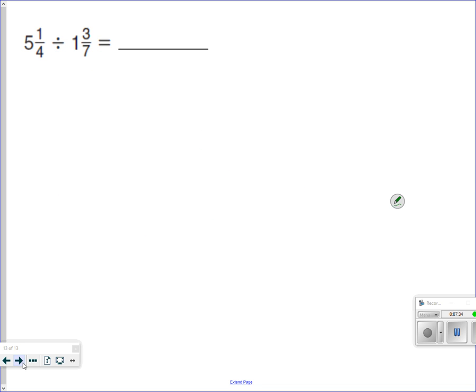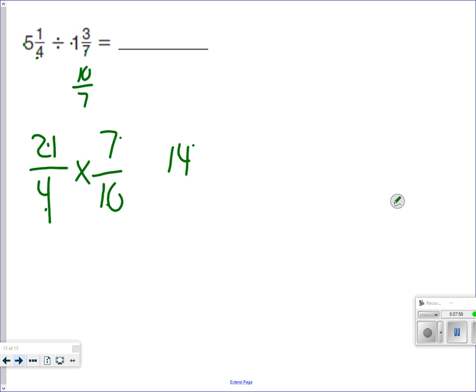Last problem here. Division. I have a 21 over 4. Remember, 4 times 5 plus 1 is 21 over 4. I'm going to multiply it. I've got to first find this as an improper fraction, which is 10 over 7. Now I can switch it to 7 over 10. I can't cross reduce anything, which is a bummer. 21 times 7 equals 147 over 40.